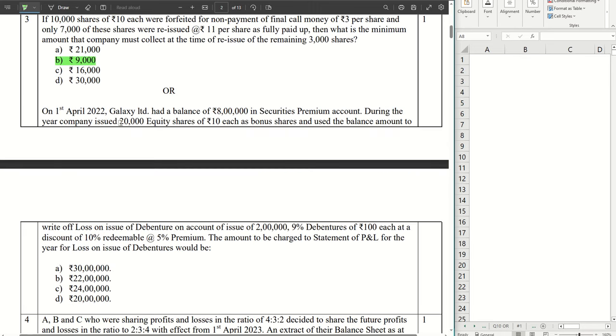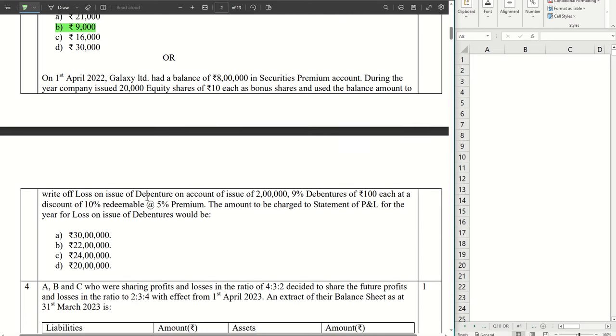During the year, company issued 20,000 equity shares of rupees 10 each as bonus shares. So 2 lakh of this amount used up, remaining 6 lakhs, and use the balance amount to write off loss on issue of debentures on account of issue of 2 lakh 9% debentures of 100 each at a discount of 10%, right? 10% discount means 10 rupees per debenture, and which are redeemable at a 5% premium. So another loss due to premium on redemption of debenture is 5 rupees per debenture. So total loss of 15 rupees per debenture on 2 lakh debentures, which is 30 lakh rupees, right?